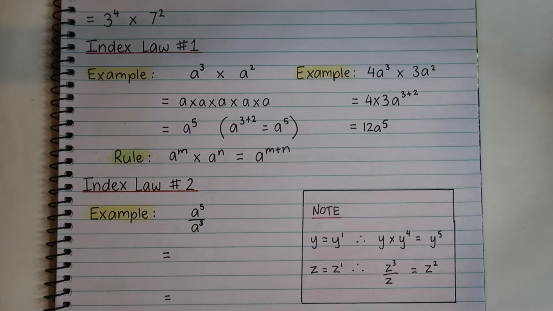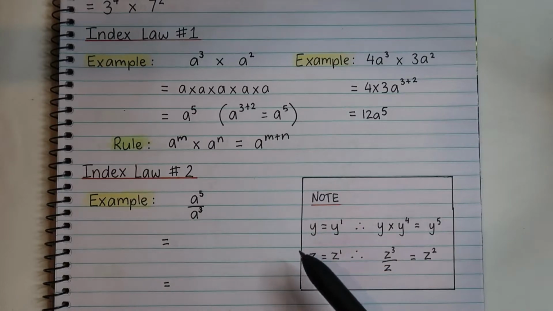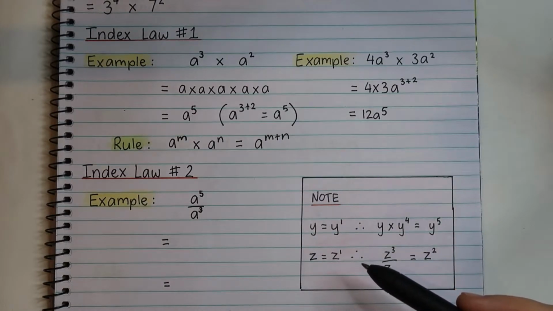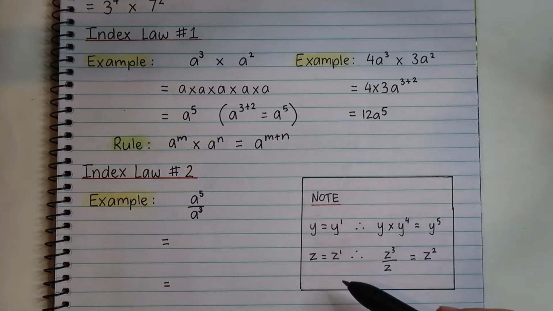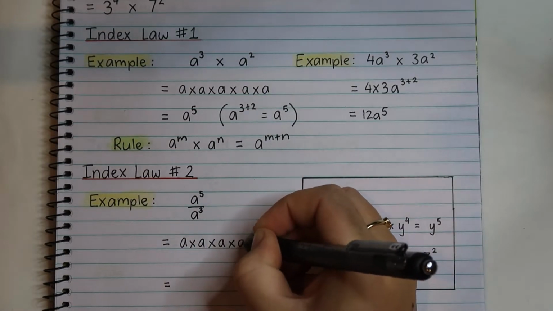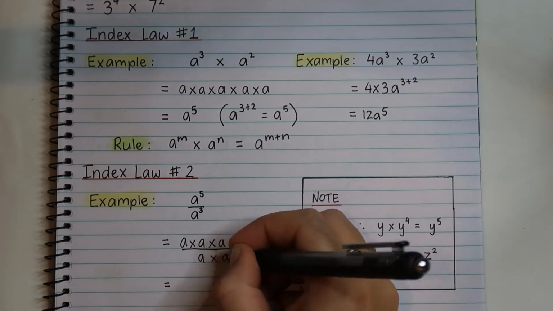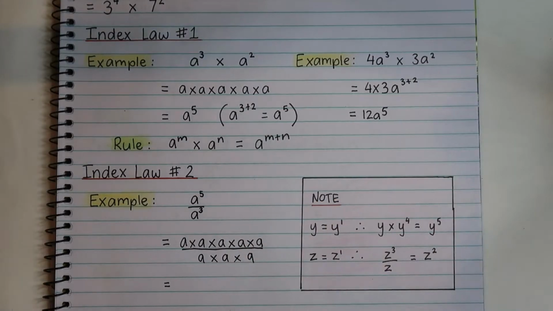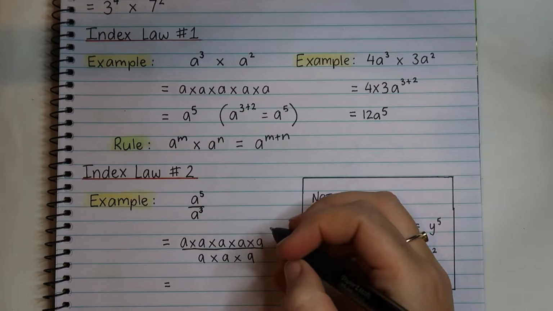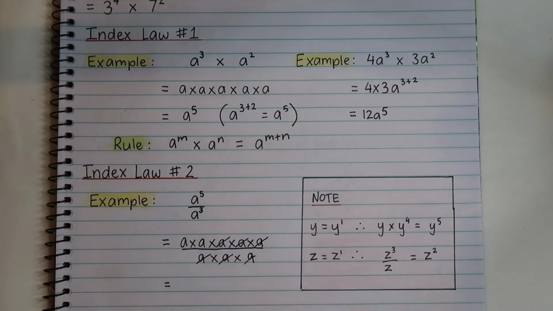Moving on to index law number 2. So we have a to the power of 5 over a to the power of 3. Again, to understand what the law is and where it comes from, let's write out this example in expanded notation. So on the numerator we get a times a times a times a times a, all divided by a times a times a. So using our timetables, we know that a divided by a is equal to 1. So these terms cancel out, leaving just a times a. So let's cancel those out. And we're left with just a times a.